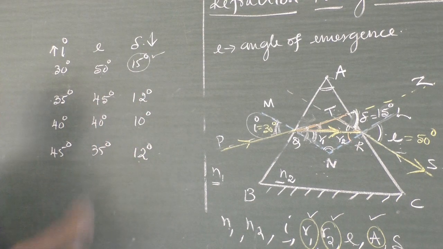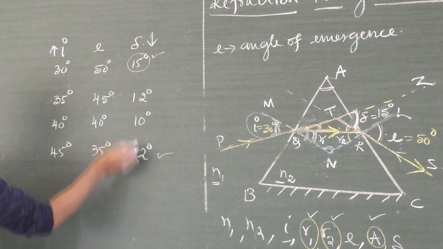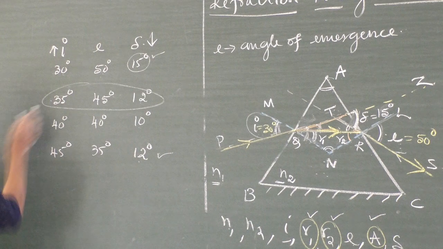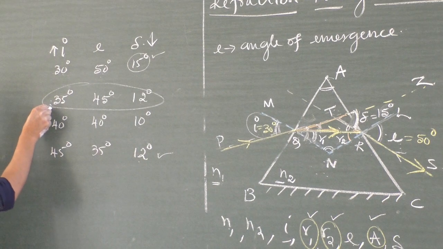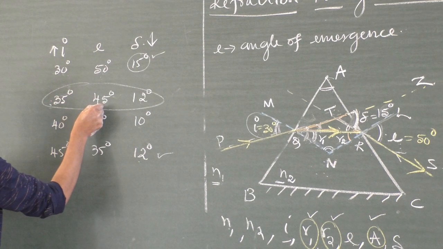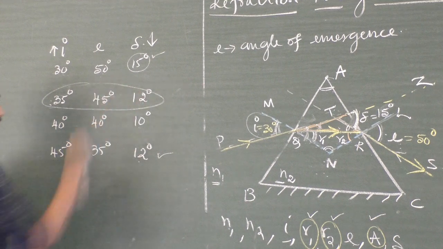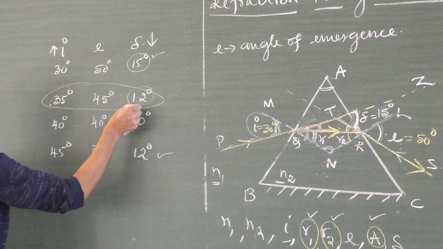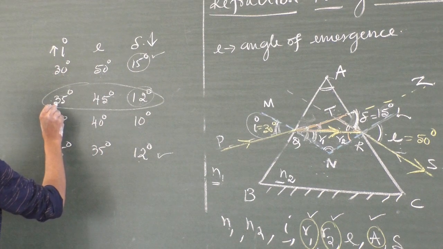Now started increasing. Sir, why did you write this value? Won't it decrease further? Never, because you see this set of values. When the angle of incidence is 35, angle of emergence is 45, angle of deviation is 12. Can you get the same angle of 12 degree deviation for another angle of incidence other than 35?